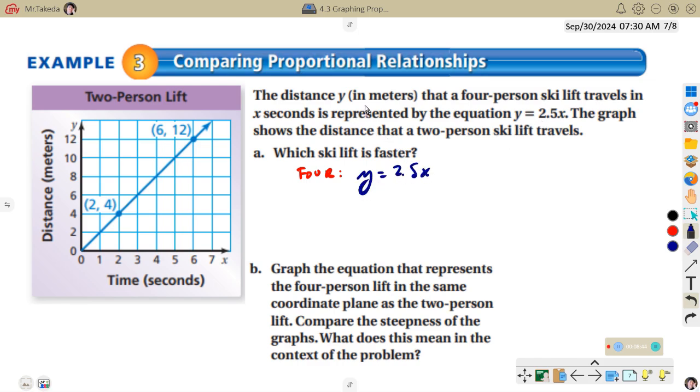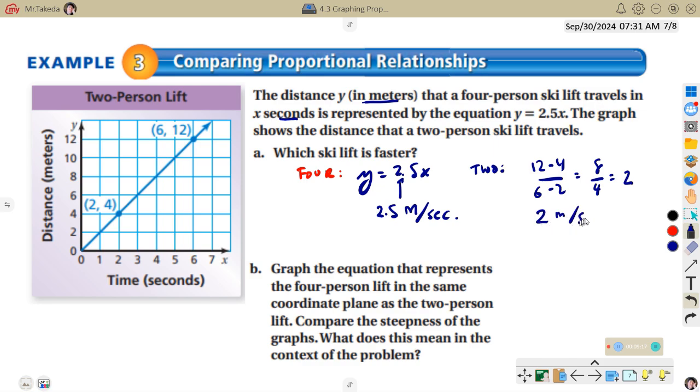Okay, let's look at our units of measure, meters and seconds, so this is 2.5 meters per second. Now on the graph, we have to look at the slope to get the same information for the 2-person lift. That's going to be 12 minus 4 over 6 minus 2. This is 8 over 4, which reduces to 2. So the 2-person lift only goes 2 meters per second. So which ski lift is faster? The 4-person lift is faster.